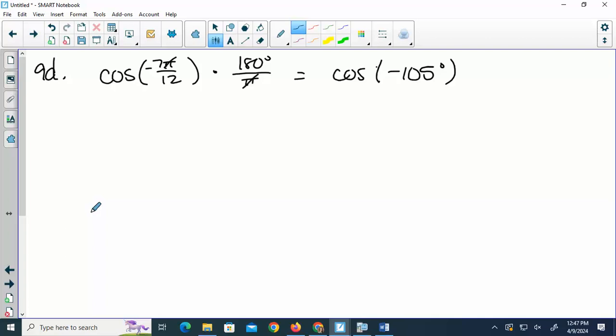Doesn't the negative just go away? Or if you recognize the cosine negative angle identity, this is the same as the cosine of positive 105. Okay, any of those work. There are lots of different options here. So which one do you want me to do? Yeah, the 360. 255.